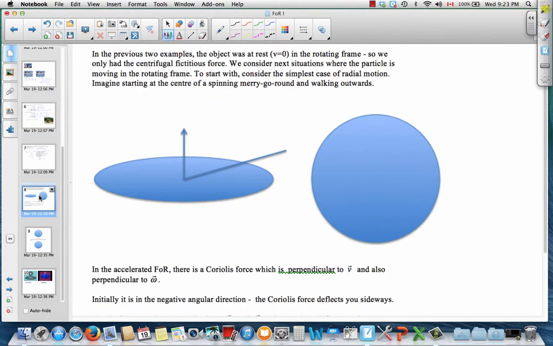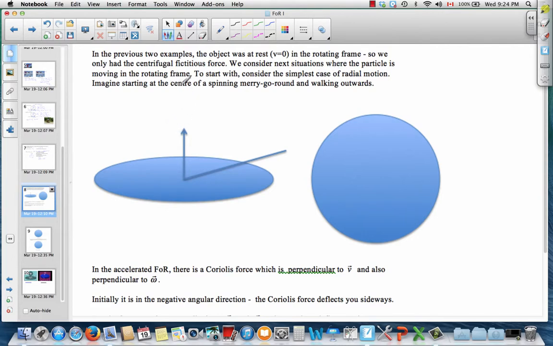Now, if we go back to the previous examples where we looked at things going in a circle, the object was at rest in the rotating frame. So there was only the centrifugal force to worry about. This is the wave swinger in the tipping car problem. But now let's start to consider objects that are actually moving in the reference frame.